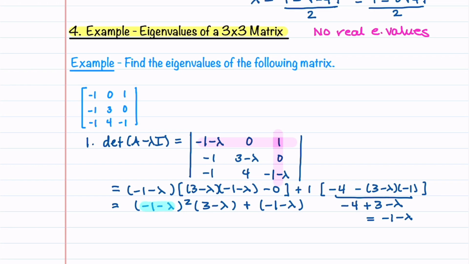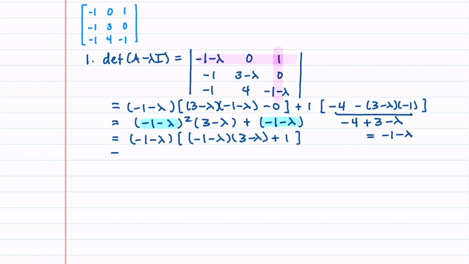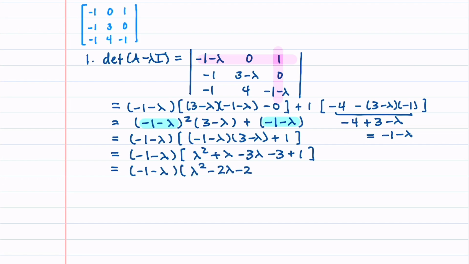We can then see that we have a minus 1 minus lambda common to every term, and we can pull that out. And then what we have left is a minus 1 minus lambda times 3 minus lambda plus 1. Now we can go ahead and start multiplying things out. We have lambda squared plus lambda minus 3 lambda minus 3 plus 1. Combining like terms, we have lambda squared minus 2 lambda minus 2.